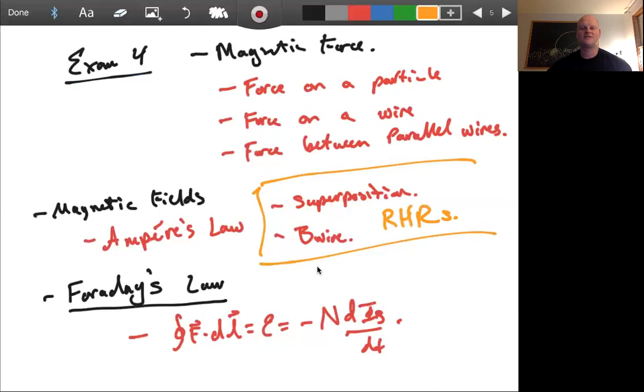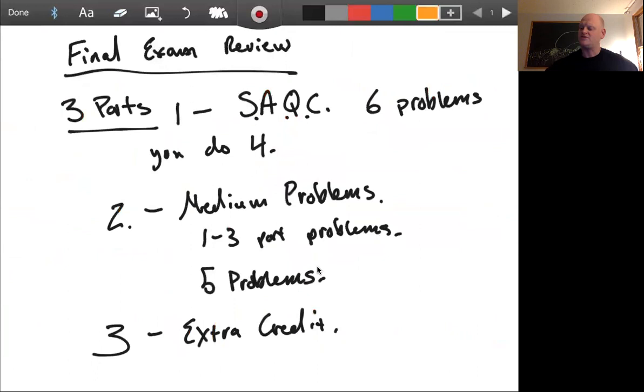So again, going back to the structure, the structure is not too bad. There'll be 6 problems in the first section. You'll do 4 of them. If you want to do all 6, that's fine. I'll grade the highest 4, so I'll take the points from whichever 4 you get the most points on. But for the medium-sized problems, you have to do all of those, and there are 5 of them. These are 1 to 3 part problems. And then the last part, which is not mandatory, is our extra credit parts. Just like the exam last semester, this is not made to be overly hard. This is made to be more like, do you remember how to do this? And show me that you remember how to do this.